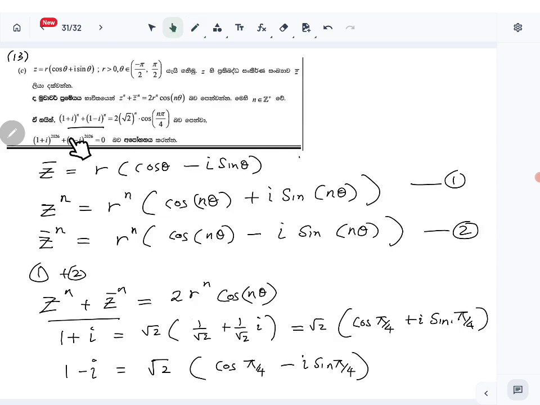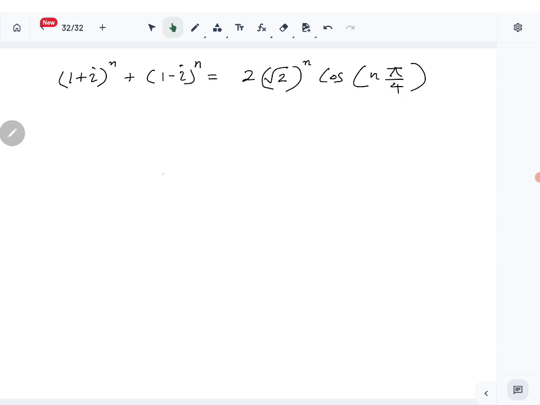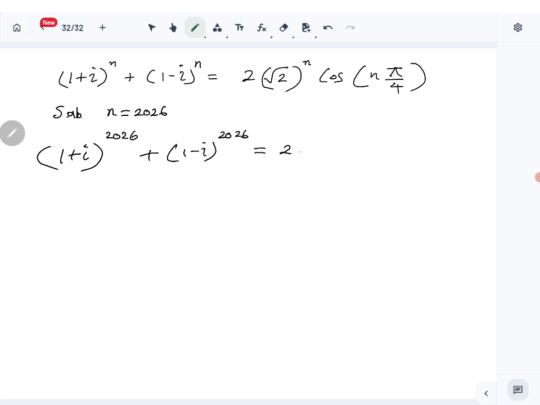Then the last part, substitute what? n equals 2026 and show that this expression is going to be equal to 0. So let's sub n equals 2026. 1 plus i to the 2026, 1 minus i to the 2026, equals 2 root 2 to the 2026 cos 2026 pi over 4, right? So then 2 root 2 raised to 2026.